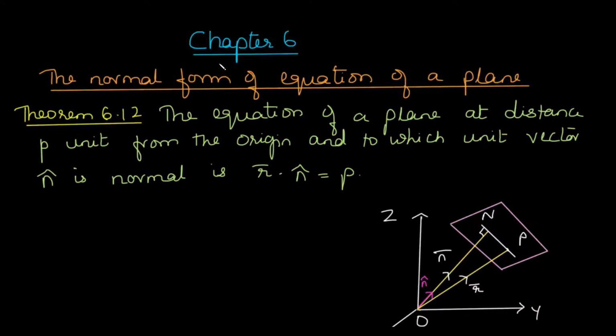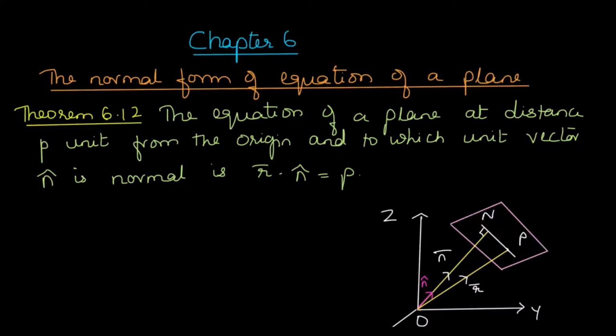Hello everyone. In chapter 6 today, we are going to go through two further concepts regarding a plane. The first one is the normal form of the equation of a plane. Now, theorem 6.12: the equation of a plane at a distance p units from the origin, and to which the unit vector n cap is normal, is r dot n cap is equal to p.